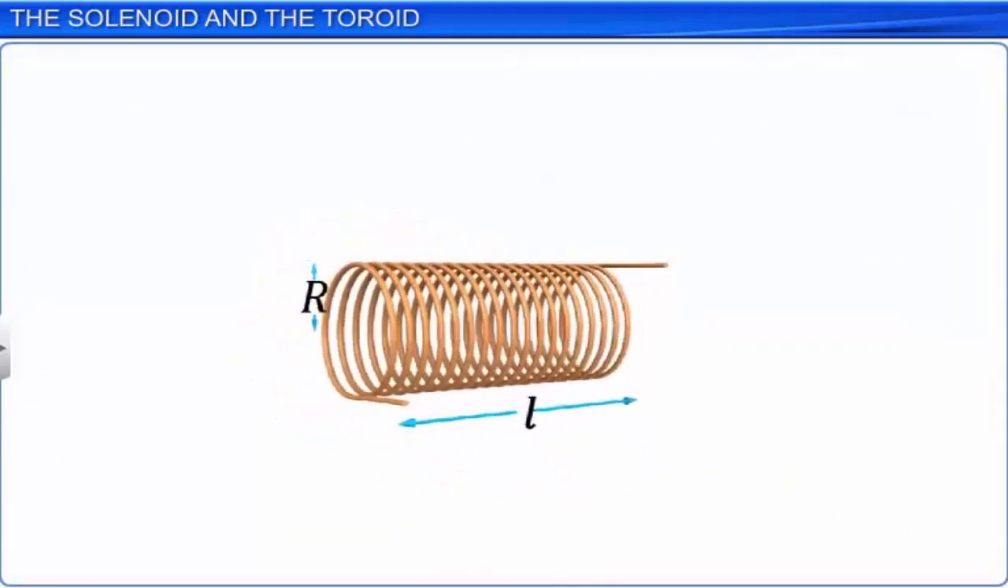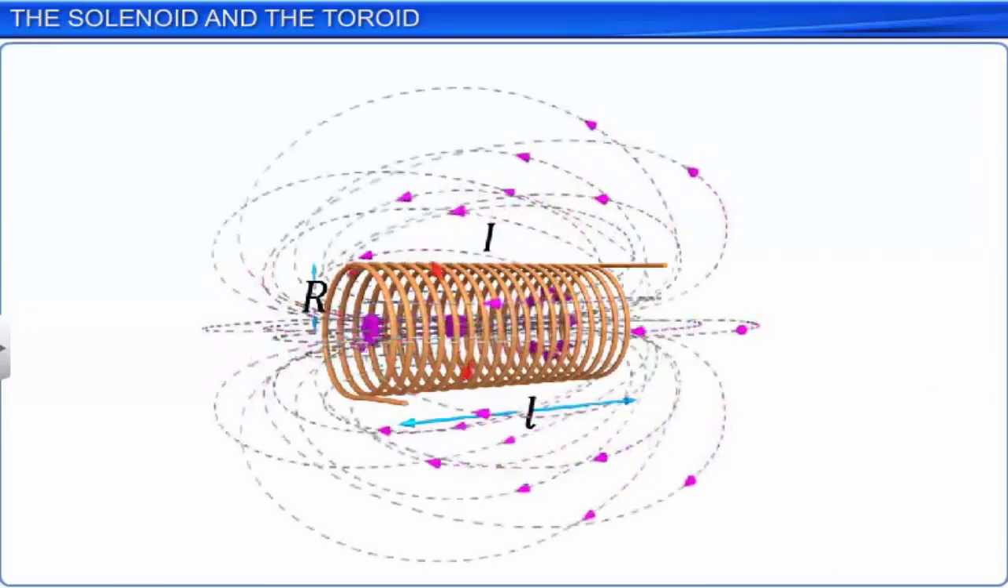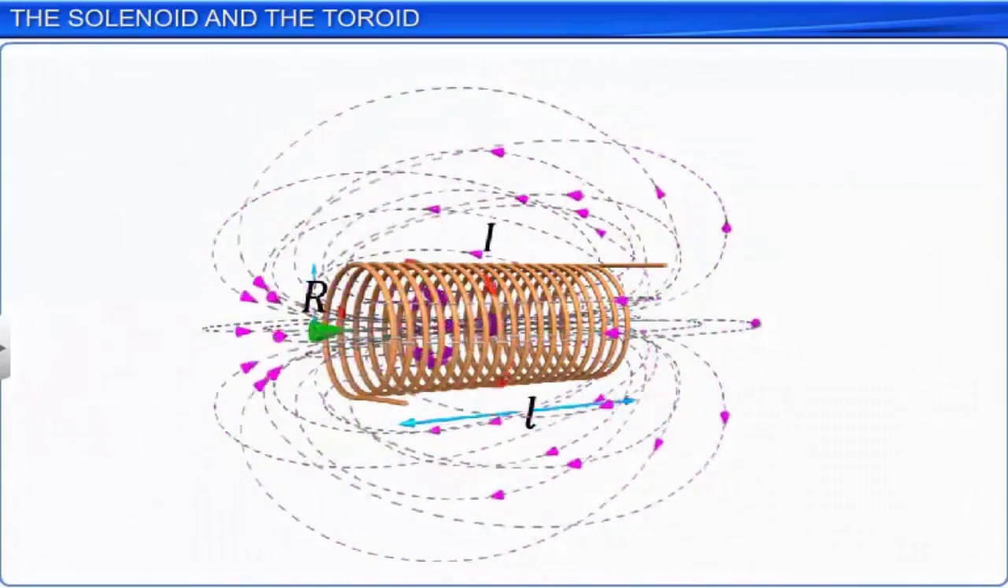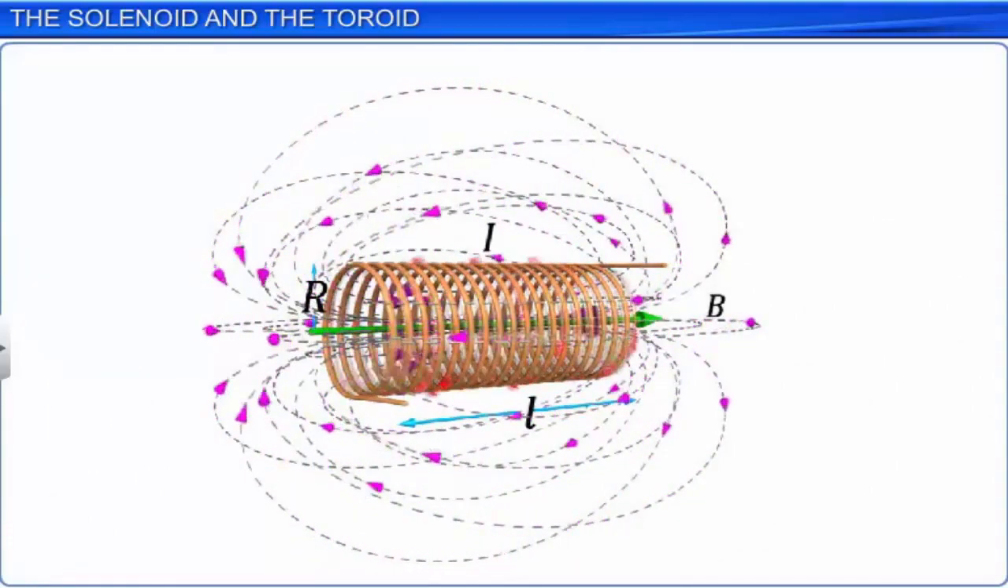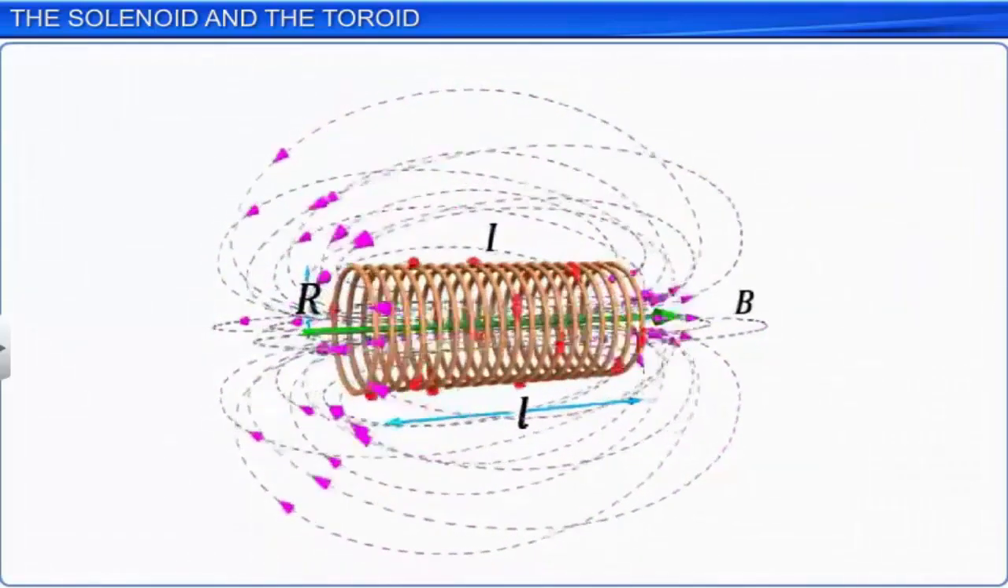Generally, the length of a solenoid is much greater than its radius. That is, L is much greater than R. Now let I be the current passing through the solenoid. This current-carrying solenoid produces a magnetic field. This can be easily understood by considering the field due to the individual circular loops.